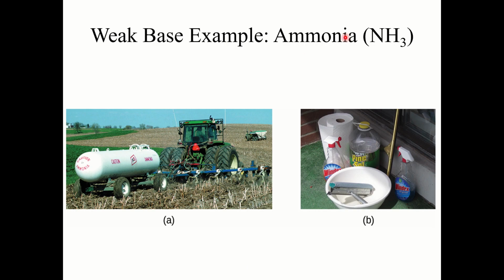So a good example of a weak base is ammonia. So ammonia is NH3. You have definitely heard of ammonia before. It's often found in household cleaners. It's also extremely important for crop production since nitrogen is so essential to producing strong crops. So ammonia is used to help fertilize crops.